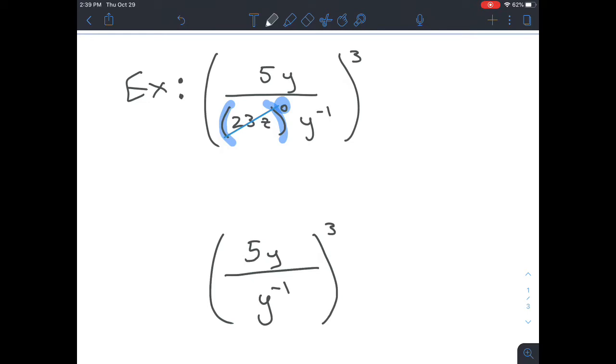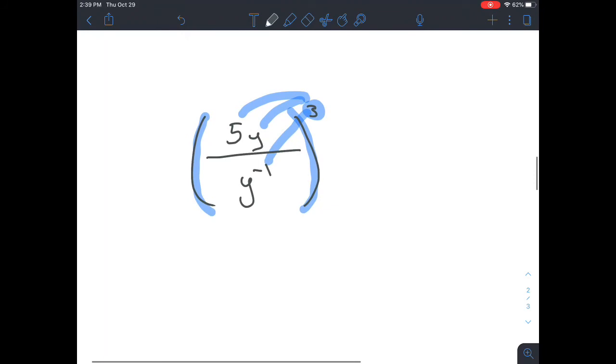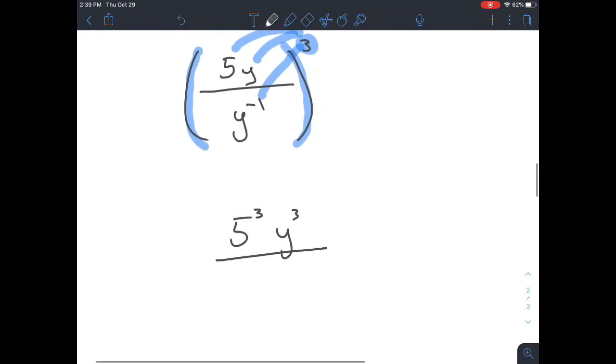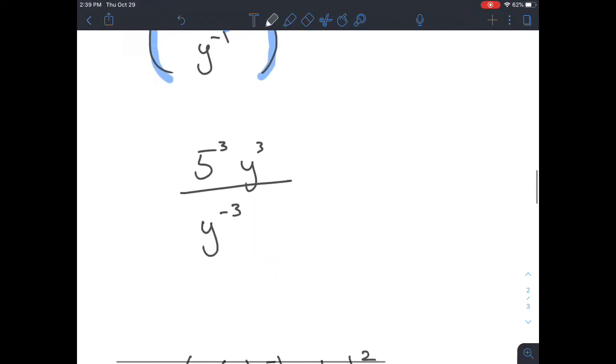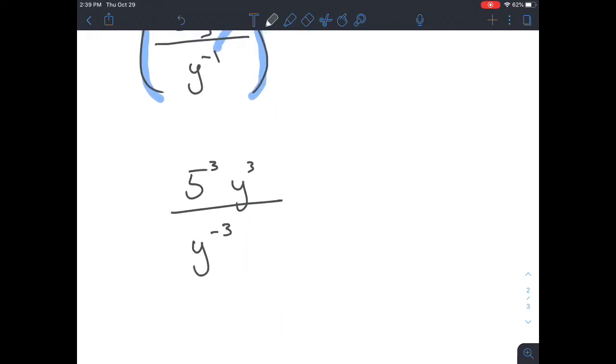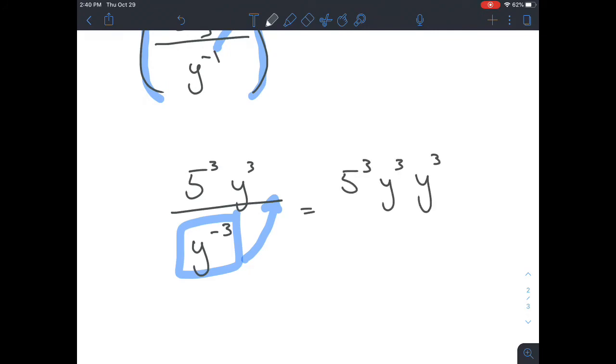The next thing I'm going to take care of is the power rule right here. So this 3 is going to come down to each of these guys right here. And I'm going to get 5 to the 3rd power, y to the 3rd power, all over y to the negative 1 times 3 is negative 3. I now want to take care of negative exponents. So this guy right here needs to come up to the numerator. What we end up getting is 5 to the 3rd power, y to the 3 times another y to the 3.